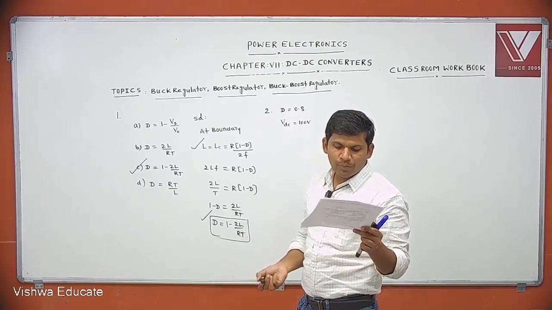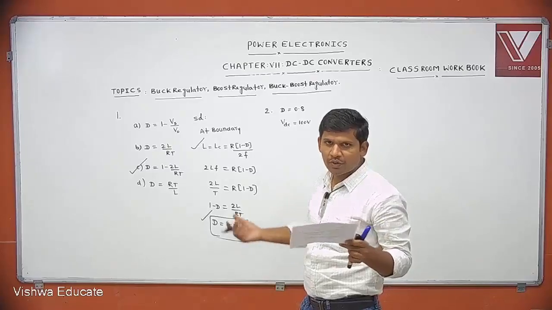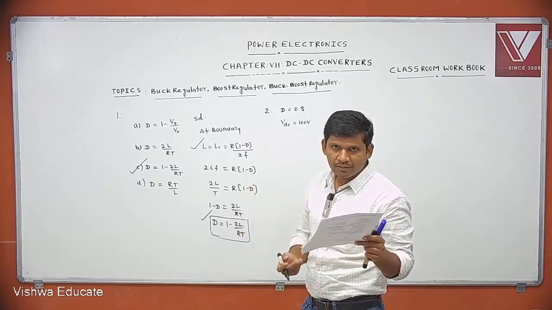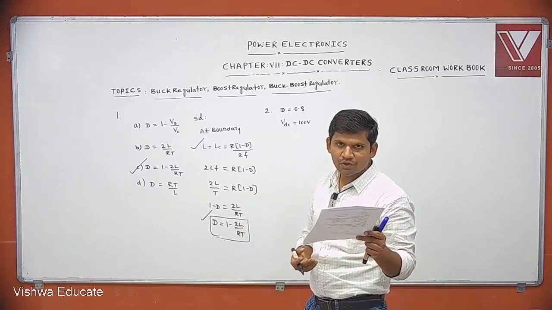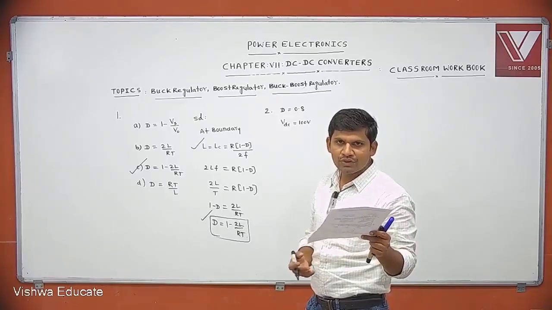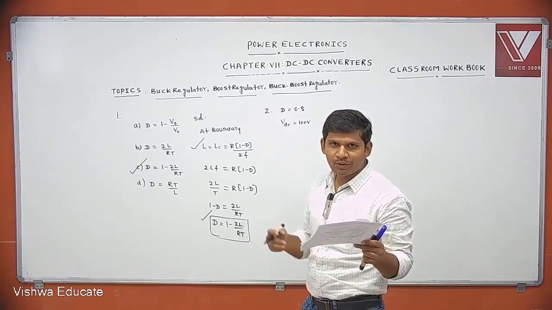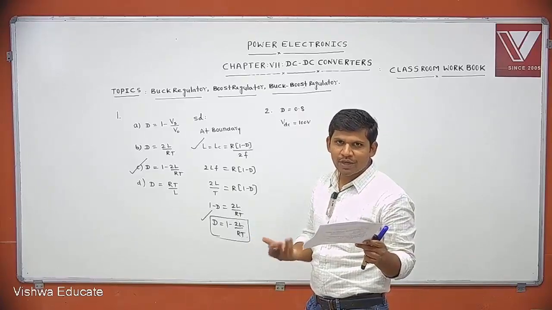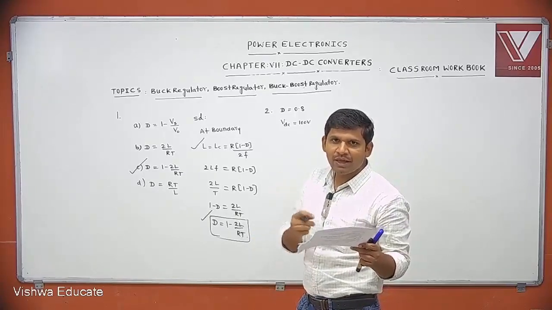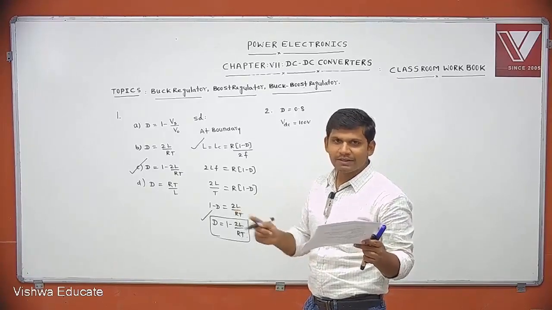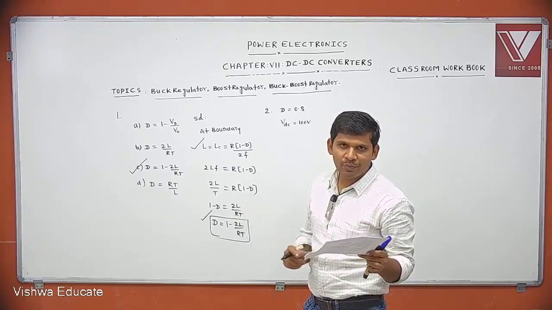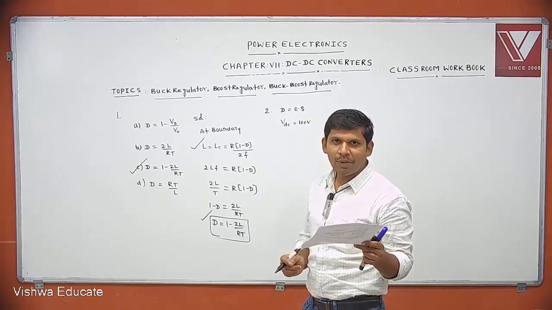Can you tell which chopper is given? See the circuit, all of you. No need to draw again here. It is there in the workbook. Instead of a switch, a thyristor is used as a switch. I told you any power semiconductor is used as a switch. The inductor is at the load side, so which chopper is given? Step down chopper or buck regulator.